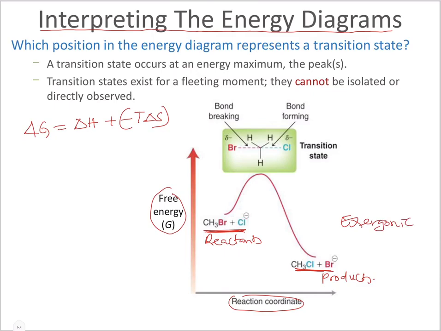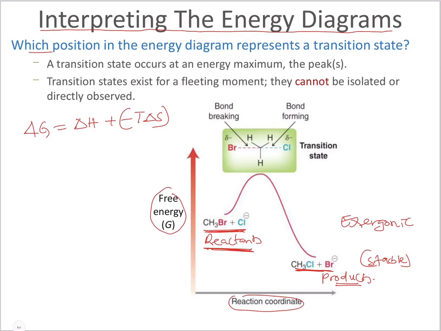An exergonic reaction is spontaneous. It favors the forward reaction because the products are going to be stable. They are of lower energy. Now, by looking at that, we can consider the processes that take place in between.